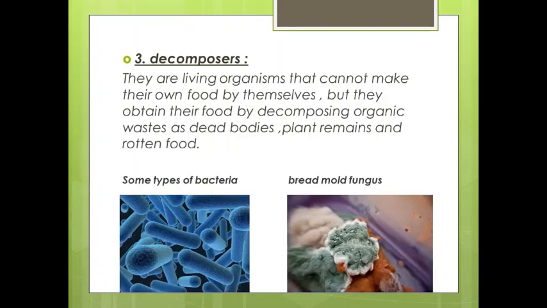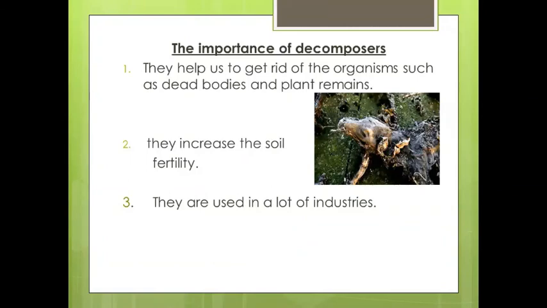The last living organisms today are the decomposers. They are living organisms that cannot make their own food by themselves, but they obtain their food by decomposing organic wastes such as dead bodies, plant remains, and rotten food. For example, some types of bacteria and bread mold fungus. The importance of decomposers: they help us to get rid of organisms such as dead bodies and plant remains. They increase the soil fertility, and finally they are used in a lot of industries like sugar industries.